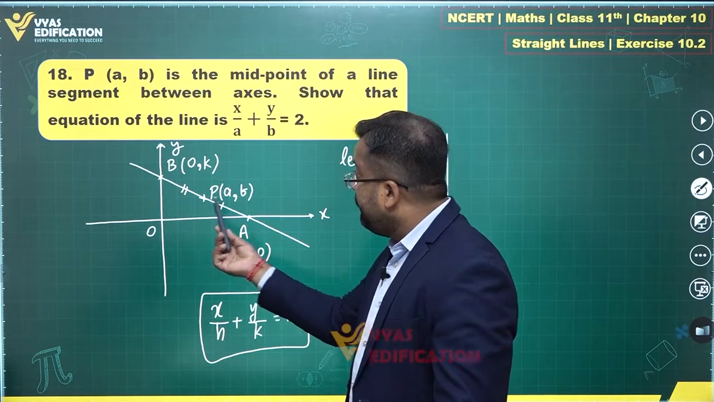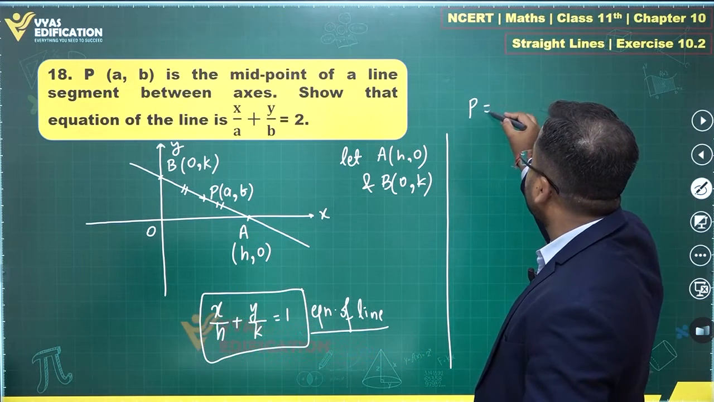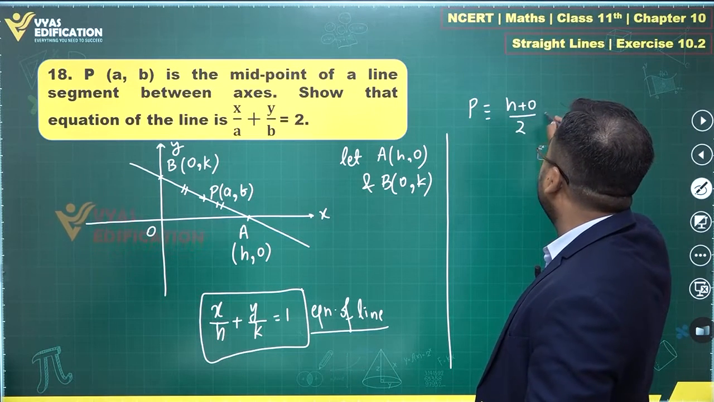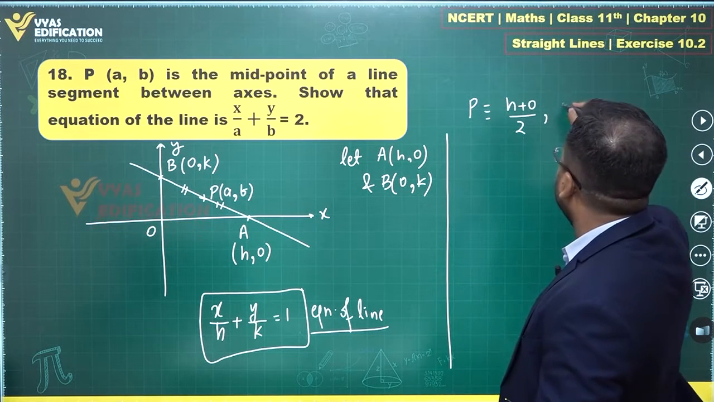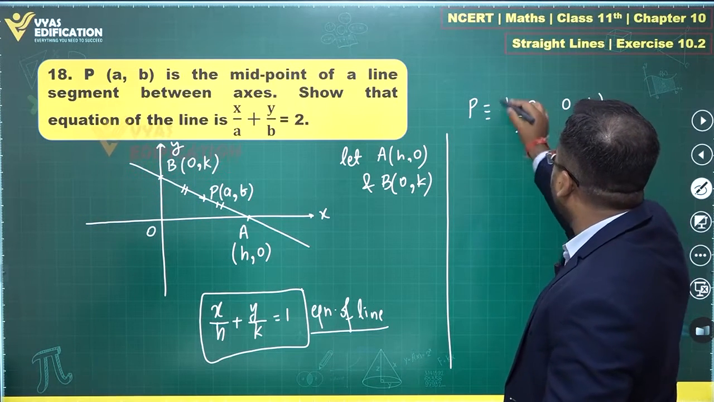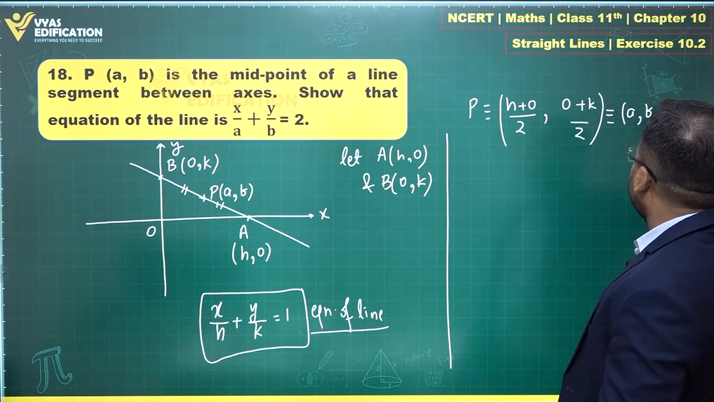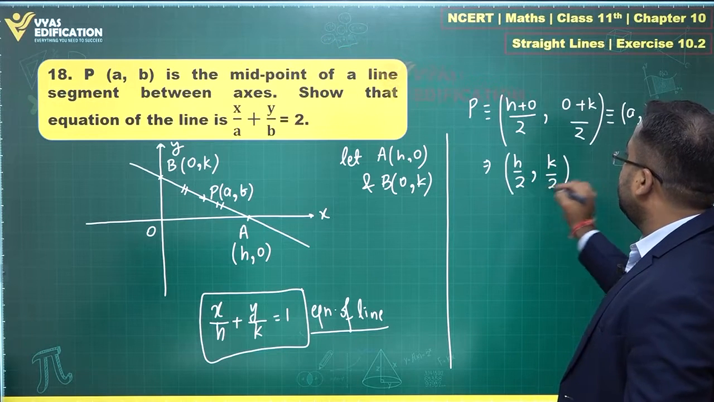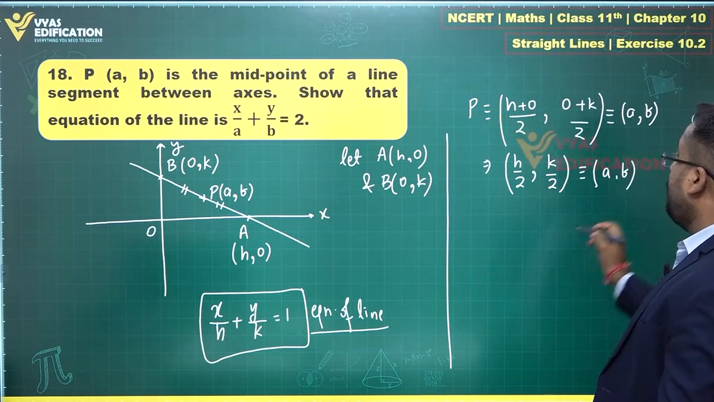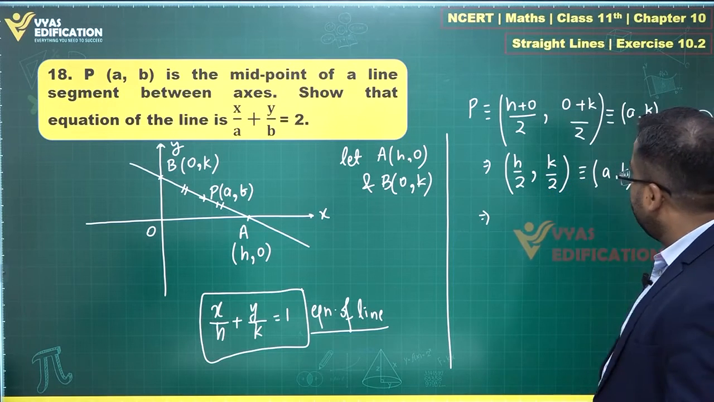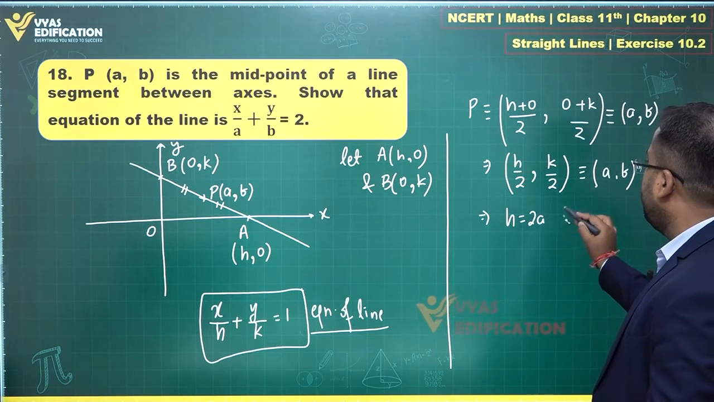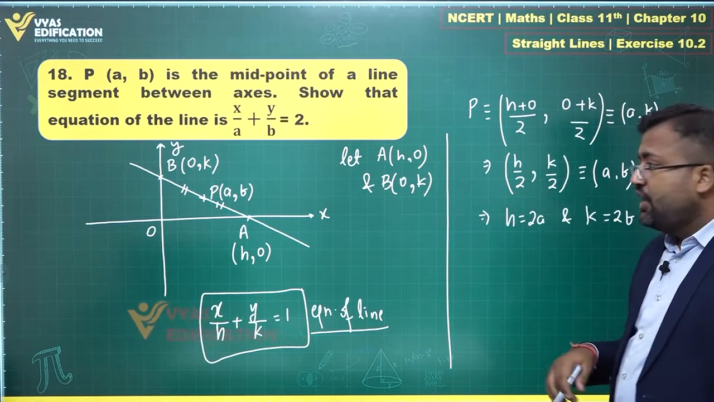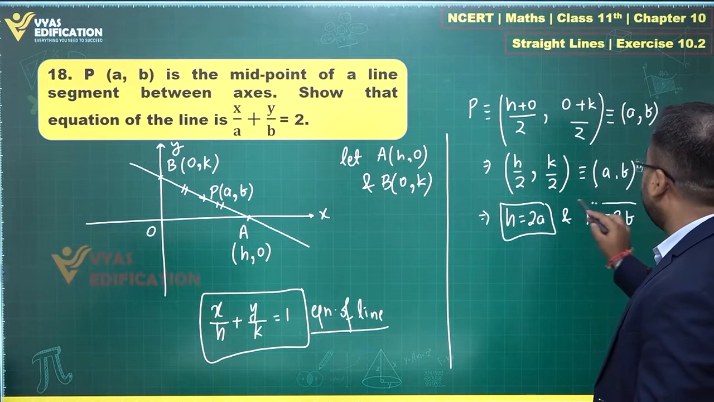Okay, the midpoint of AB is P. So the coordinates of P will be (x1 plus x2) by 2, which is h plus 0 by 2, comma, (y1 plus y2) by 2, which is 0 plus k by 2. But these coordinates are given as (a, b). So this tells me (h by 2, k by 2) is equivalent to (a, b), or you can say h by 2 is equal to a, h equals 2a, and k equals 2b. So you get the value of h, you get the value of k.